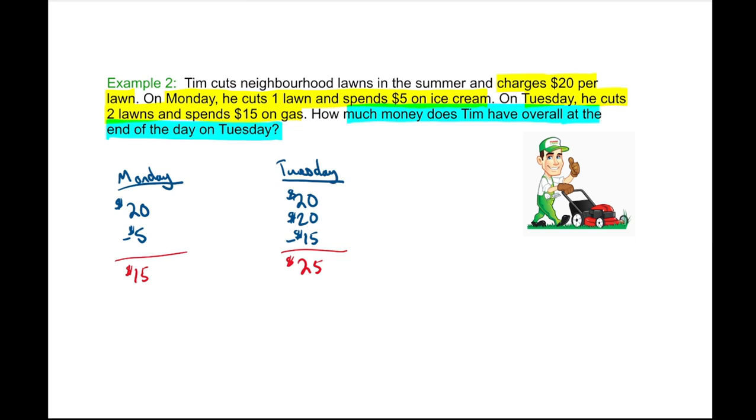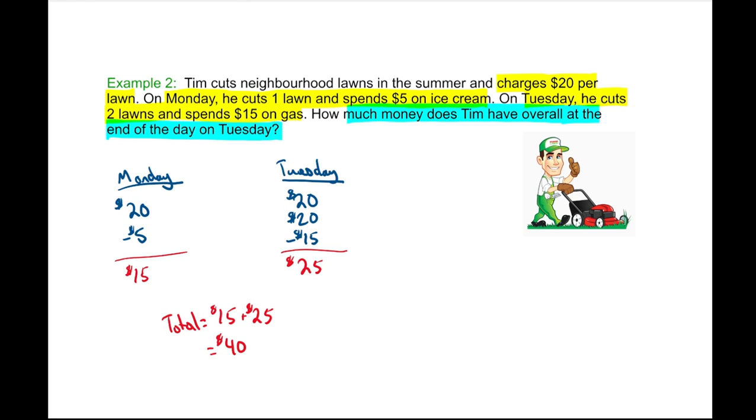$25. So at the end of the 2 days, when we add them all up, we have $15 plus $25 equals $40 in total. There are other ways that you can solve this question as well.